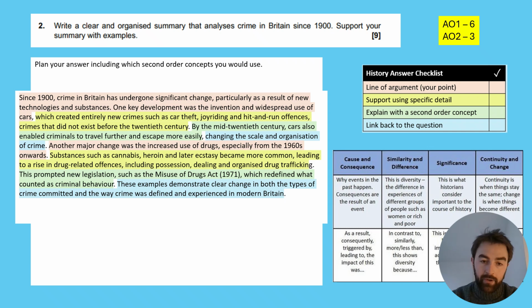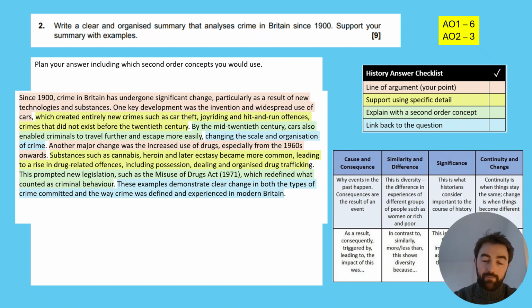Since 1900, crime in Britain has undergone significant change, particularly as a result of new technologies and substances. One key development was the invention and widespread use of cars. There's your line of argument. Which created entirely new crimes such as car theft, joyriding, and hit and run offences. Crimes that did not exist before the 20th century. Brilliant specific detail there, great fact, and you're going to be picking up those AO1s there.